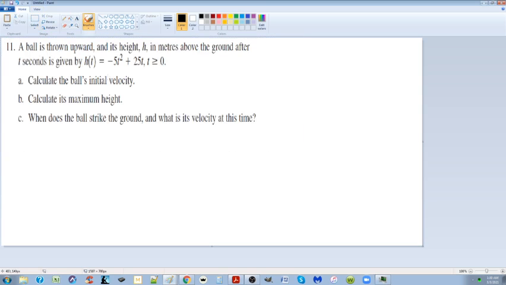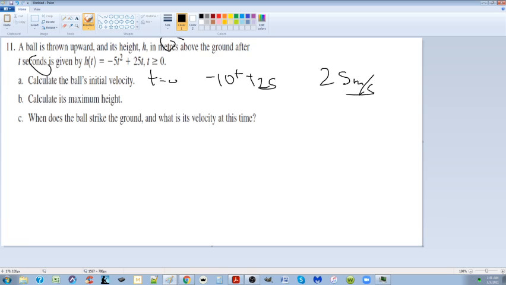So, calculate the ball's initial velocity. So this is given by height. The initial velocity is when t is equal to 0, and this is the first derivative. So obviously when t is 0, the initial velocity is 25 meters per second.